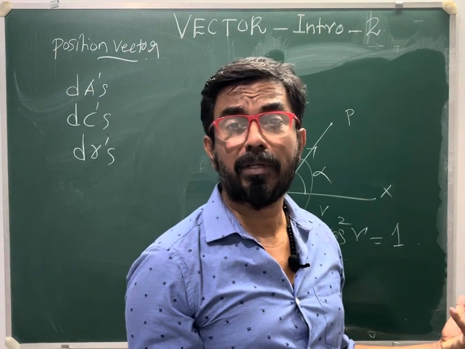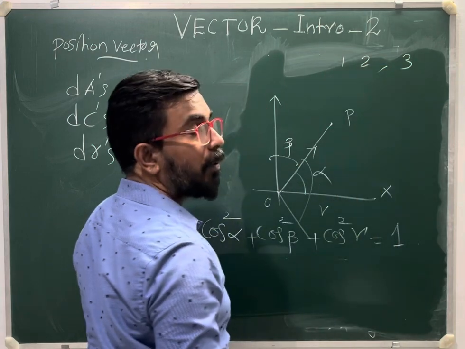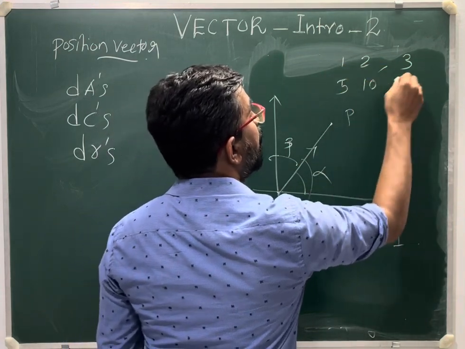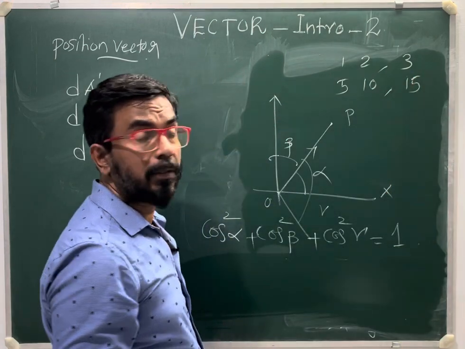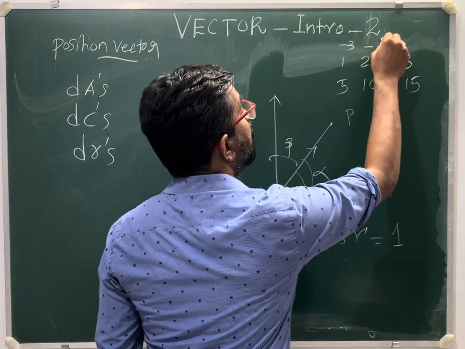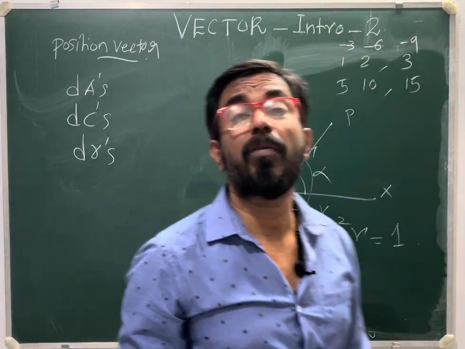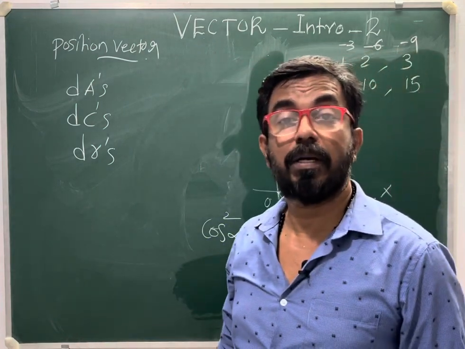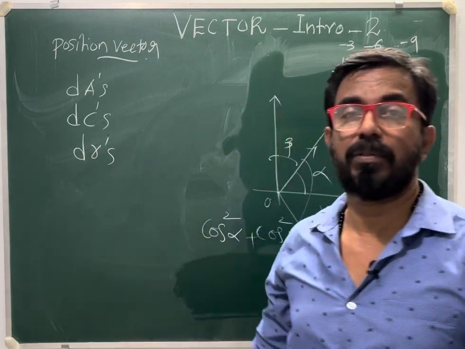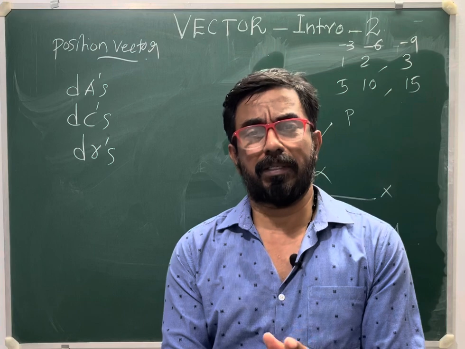What do you mean by proportional values? For example, if I have numbers 1, 2, 3, and you multiply this by 5, you will get 5, 10, 15. These are proportional values. Or you multiply this by minus 3: minus 3, minus 6, minus 9. These are called the proportional values of cos alpha, cos beta, cos gamma. They are just numbers. They are called direction ratios. This much basically you understand.